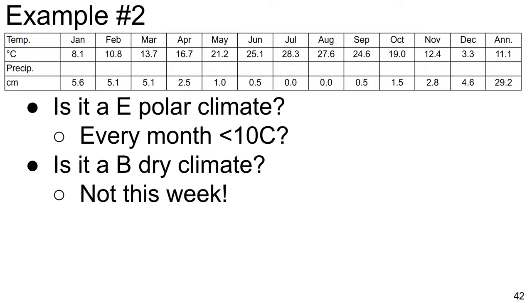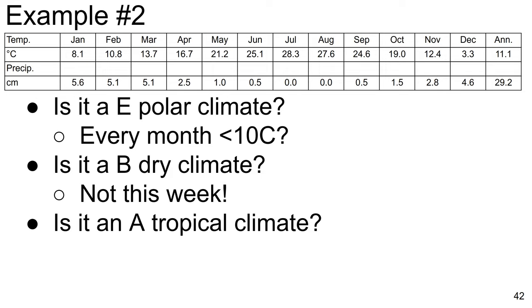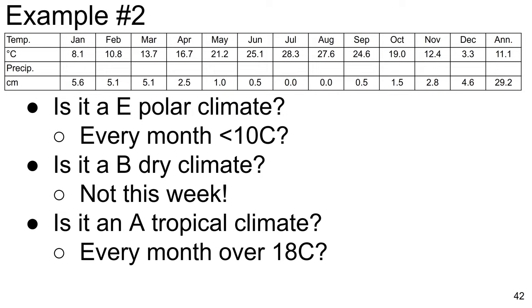Is it a dry climate? Not this week. I've done the math. Trust me, it's not a dry climate. Is it an A, tropical climate? No. To be a tropical climate, is every month over 18 Celsius? No. The coldest month is 3.3 degrees.